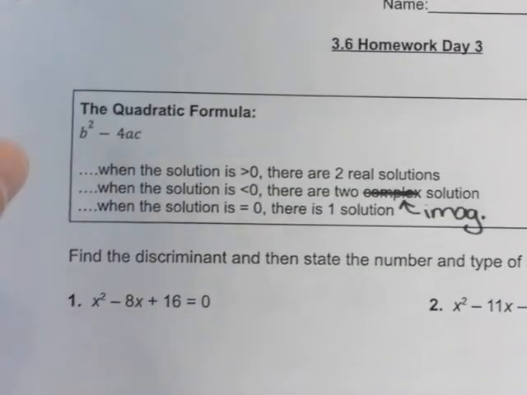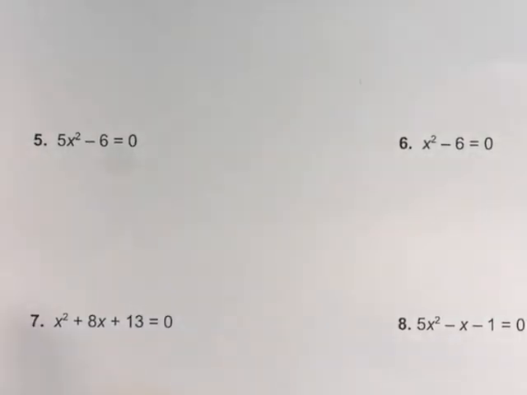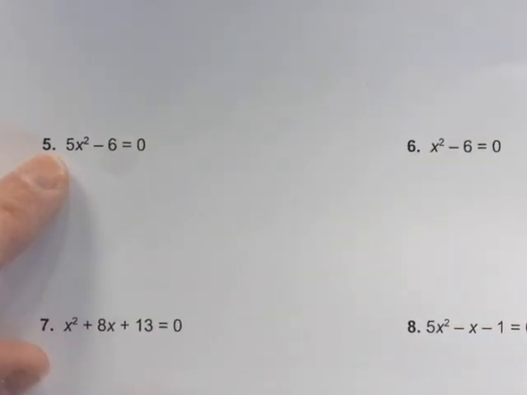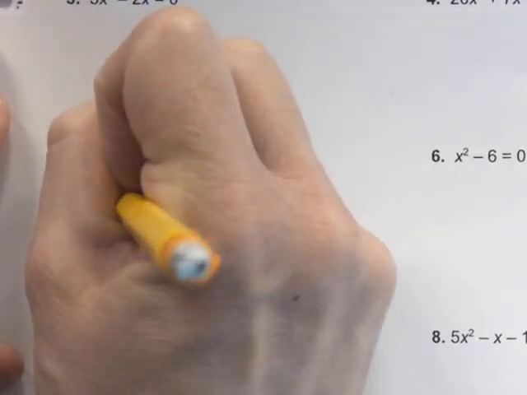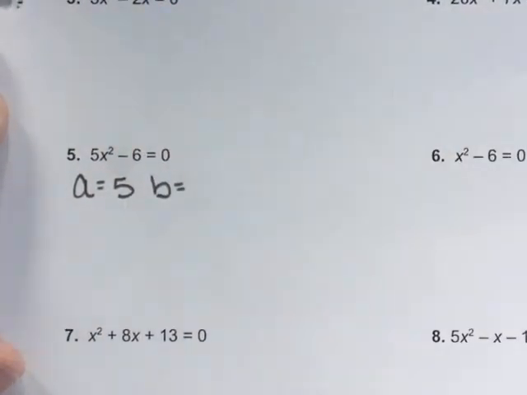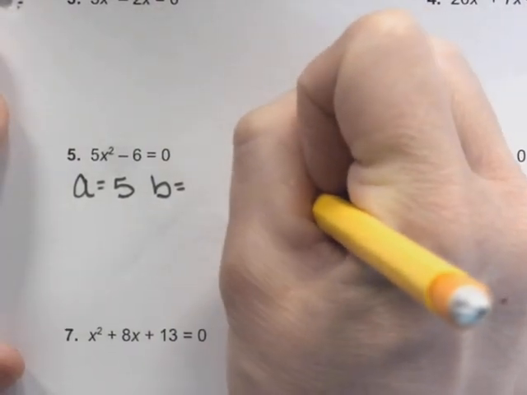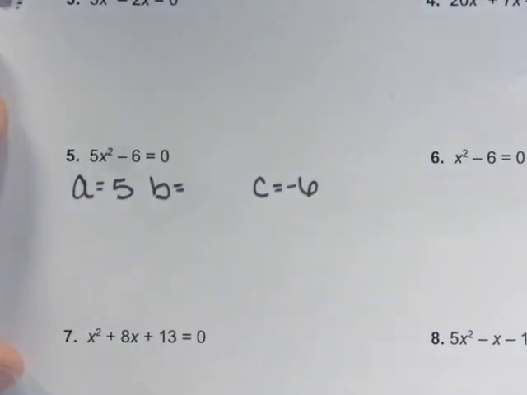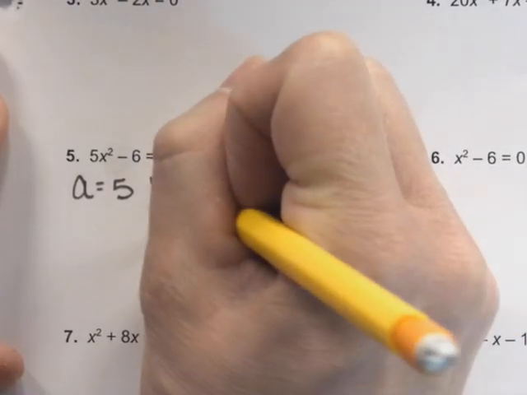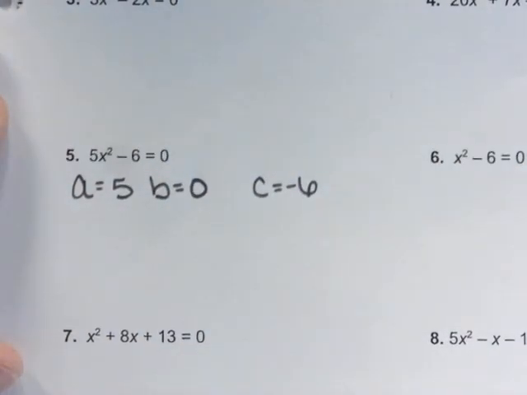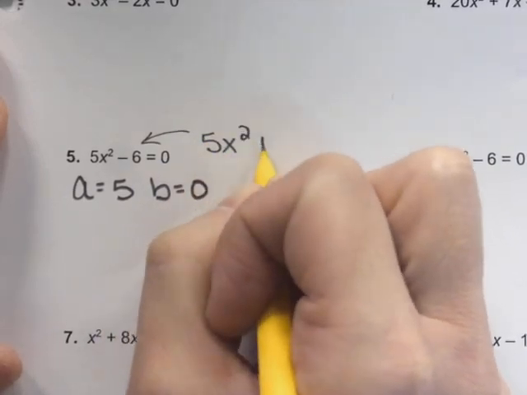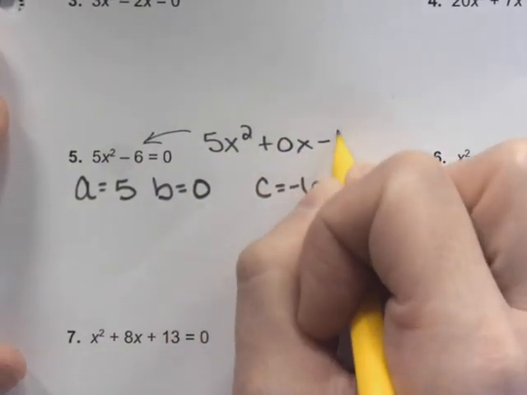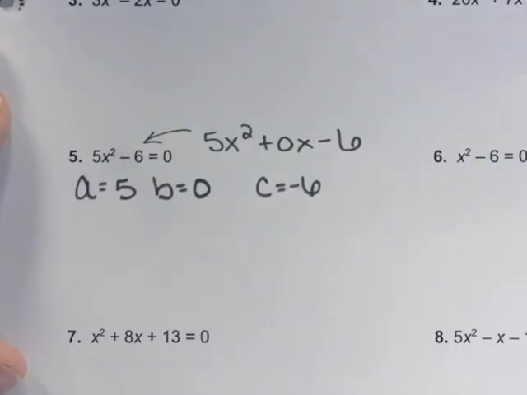There's one thing I see, though, that worries me. Let me come down to this one. What's my a value for number 5? What's my b value? No, my c value is going to be -6. Is there a b value? No, there's no x term. So it's 0. So this would be the same as 5x squared plus 0x minus 6 because there aren't any x's.